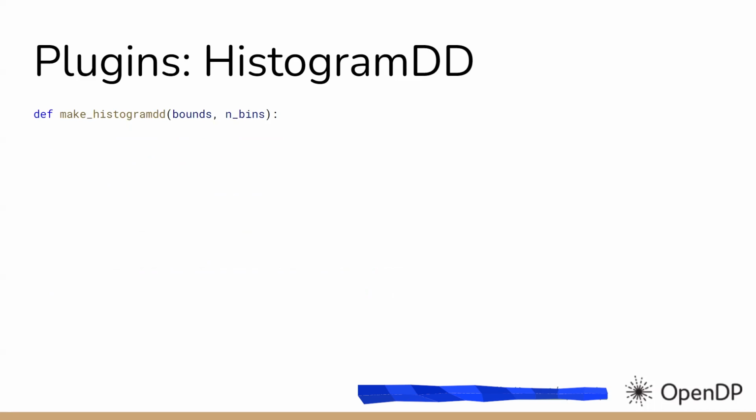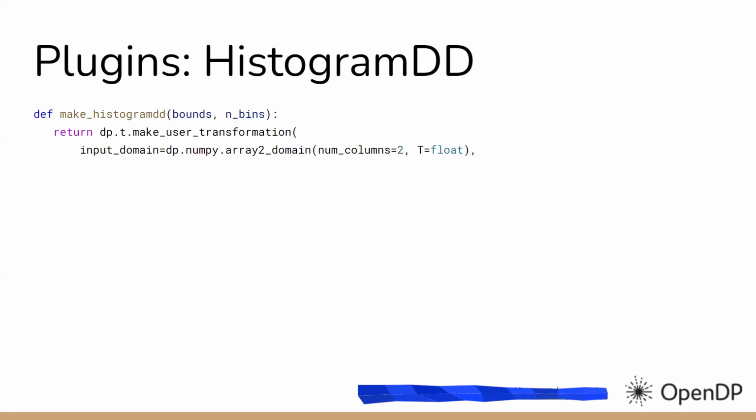transformation constructor. This transformation is going to take a data set that's a 2-dimensional NumPy array, where our rows are contributions from different individuals. We have some domain descriptors on this. We're saying that this transformation accepts and reasons about, makes promises about, only 2-dimensional NumPy arrays that have 2 columns and have data type of float.